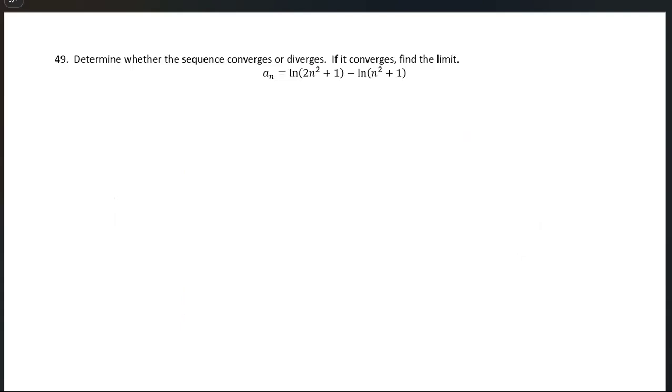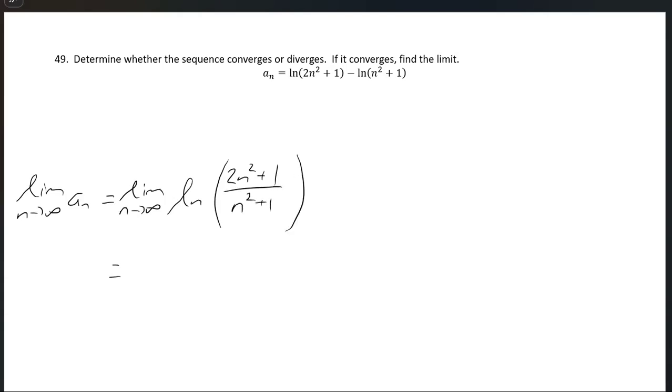What about this one? This is an infinity minus infinity. So this is a lot of reviewed L'Hopital's rule, as you can see. So limit as n approaches infinity of a sub n is equal to... how can we make this indeterminate difference into 0 over 0 or infinity over infinity? We can use properties of logs. ln of a minus ln of b is ln of a over b.